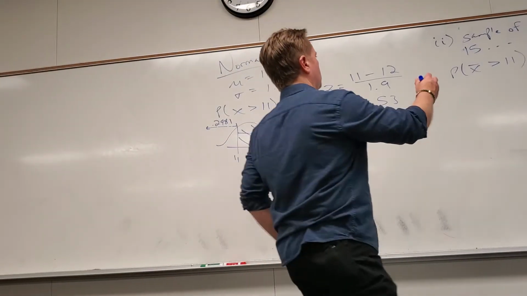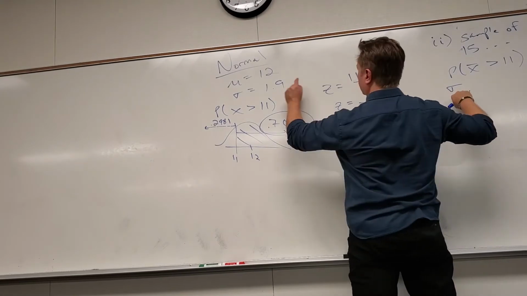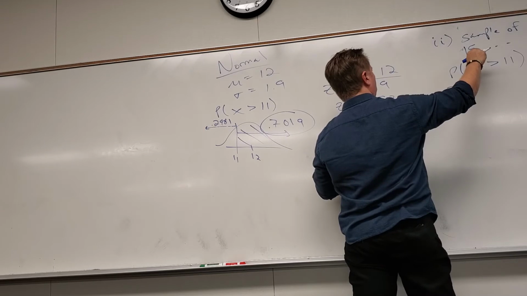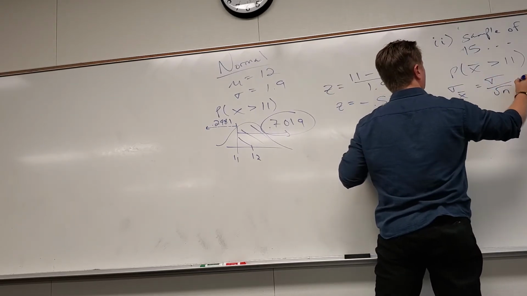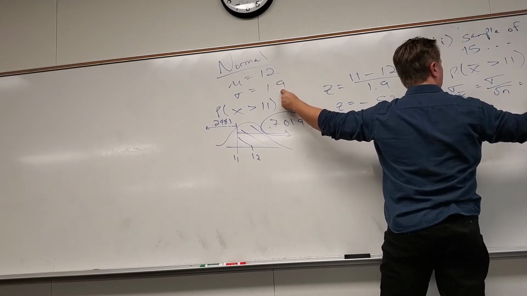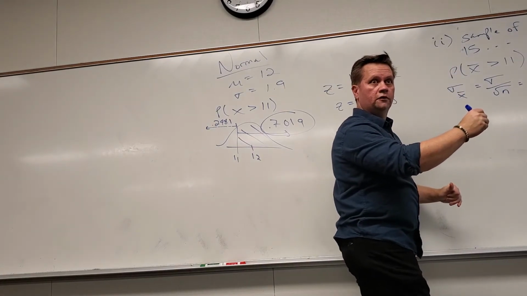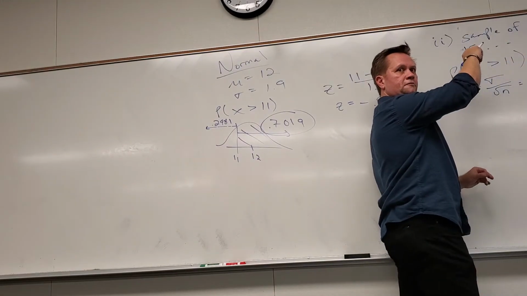So you got, this is not good anymore, because that is the standard deviation for individual data points. I need the one for groups of 15. So it was 1.9. Now I divide by the square root of 15. 15 is n. Yes? Okay.